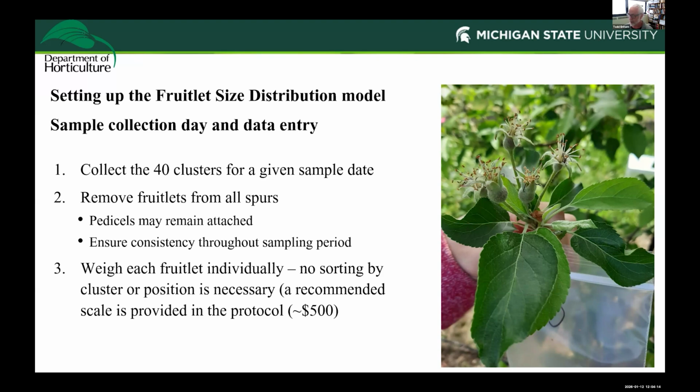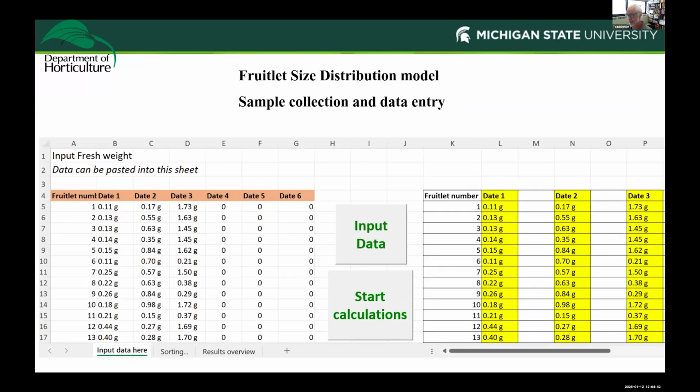In that protocol, we recommended a scale. It's just a recommendation. There are other brands of scales that are useful and would serve the purpose. The one we've suggested costs about $500 and it automatically exports data to Excel so that it can be processed. So you just hit the button and everything happens for you. And that's what the scale does.